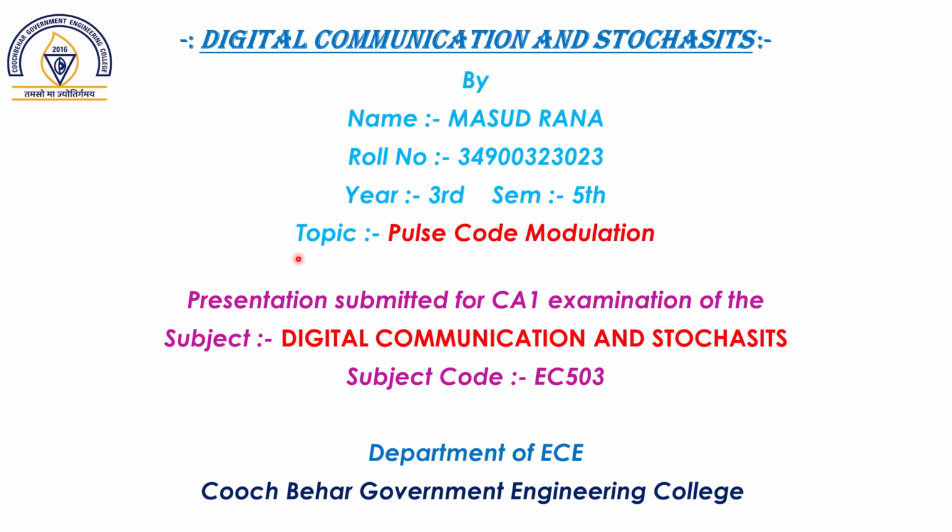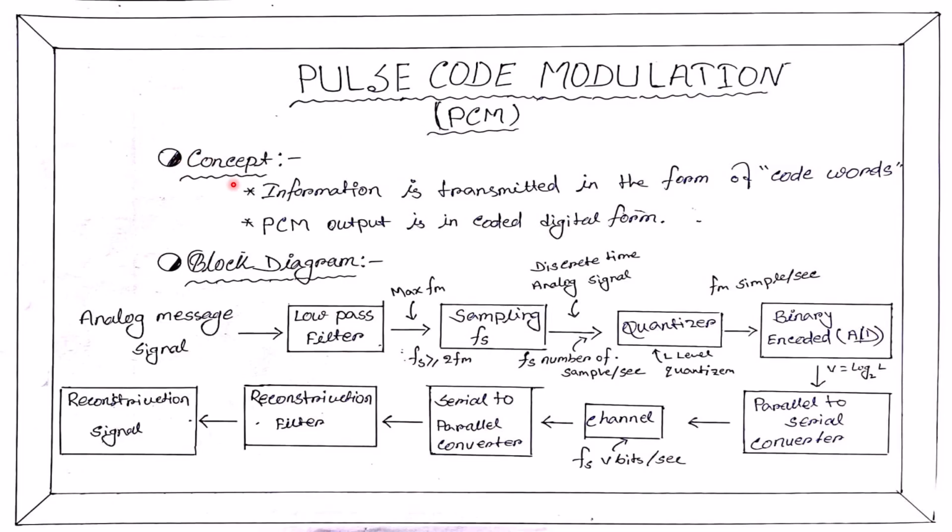Today I will be presenting a topic from digital communication, pulse code modulation or PCM. So let's begin. Concept of PCM. Information is transmitted in the form of code words. This means PCM is a method of transmitting information in the form of code words. The message signal is represented as a sequence of binary digits, for example 101101, before being sent through a communication channel.